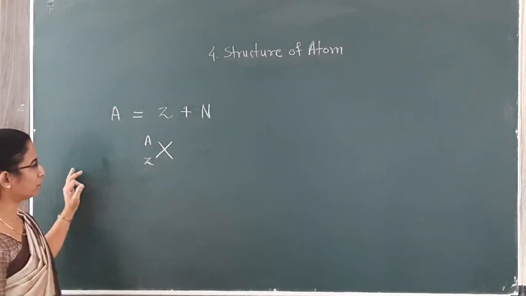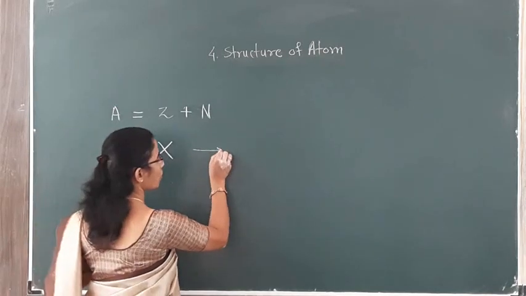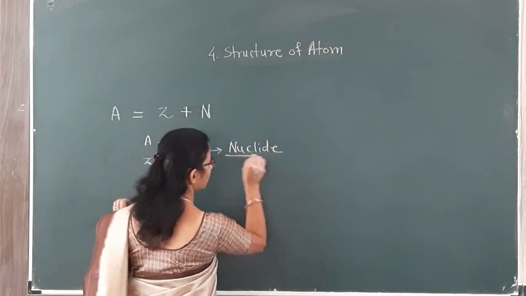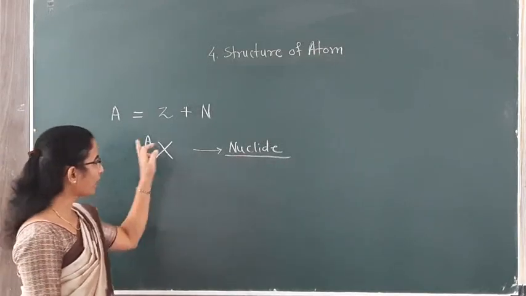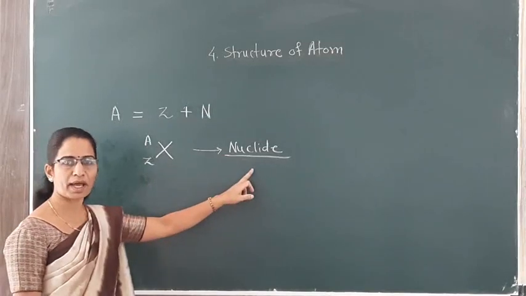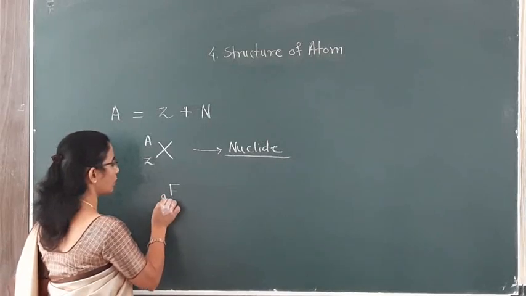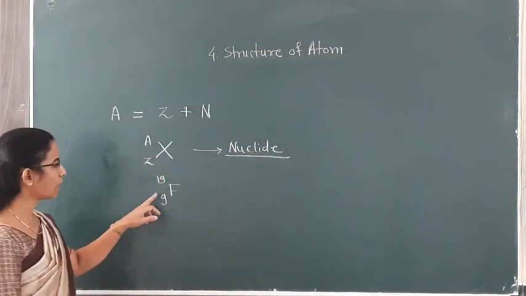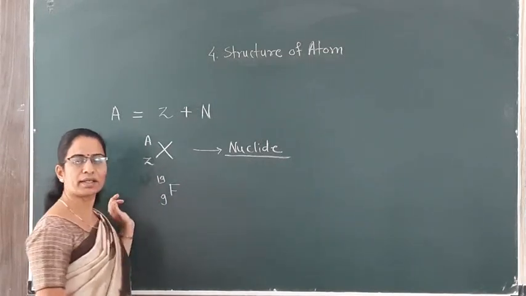So any atom which is represented like this is now called a nuclide. Okay, this is a new term, nuclide. So we can say if any atom is represented just like this, then it is named as a nuclide. In the previous lecture, I gave you one example of a nuclide, that is fluorine, which was represented like this. We also calculated the number of neutrons present in this nuclide.